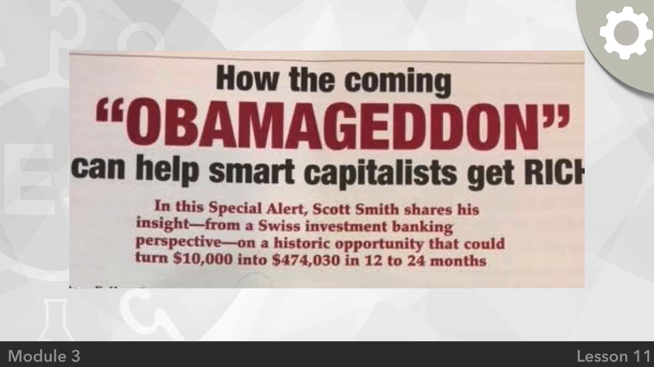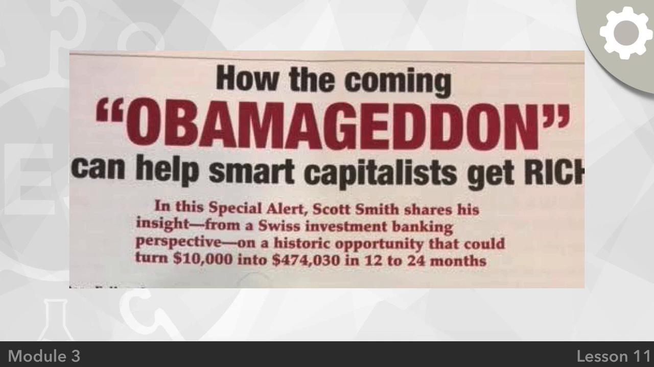Then we've got this, which is certainly older: how the coming Obamageddon can help smart capitalists get rich. So you've got the coming Obamageddon, an interesting, unique word, if you will, and how the coming, right, it's fresh, timely, and then, of course, the Obamageddon and how you can kind of leverage that, if you will, is the unique mechanism, right? It's a unique opportunity, the unique reason why the promise can come to fruition.